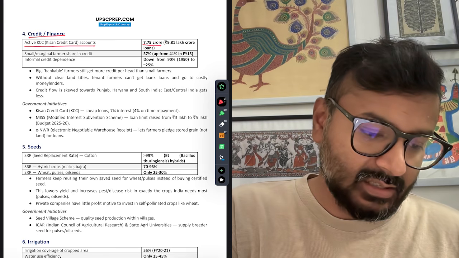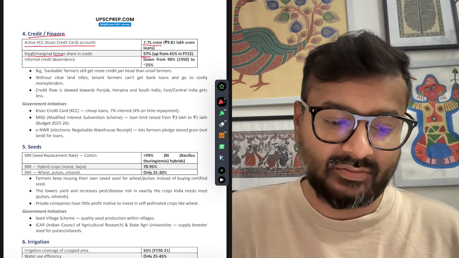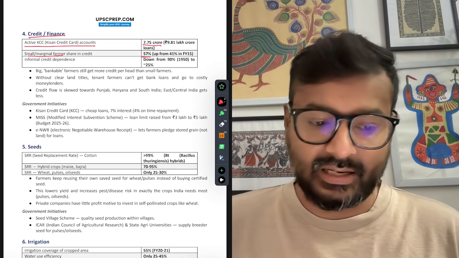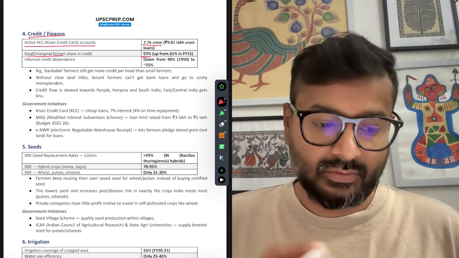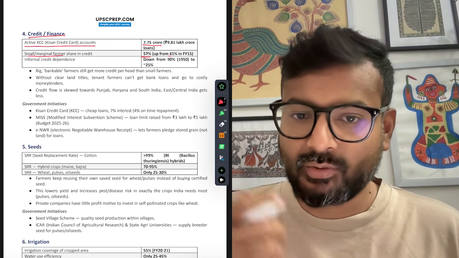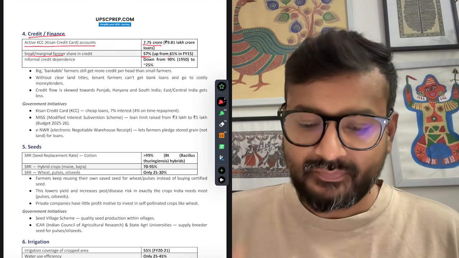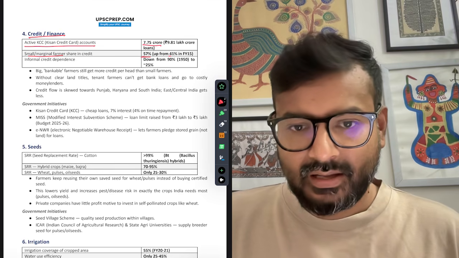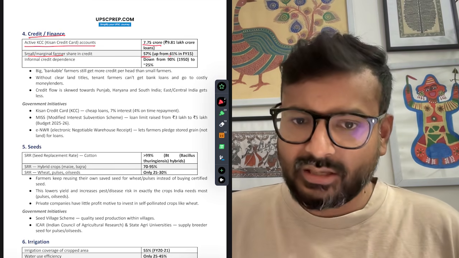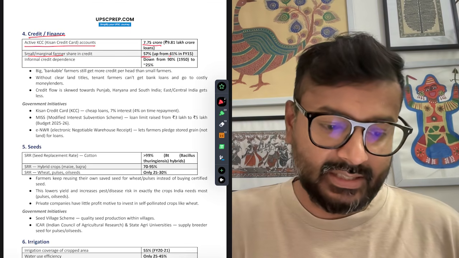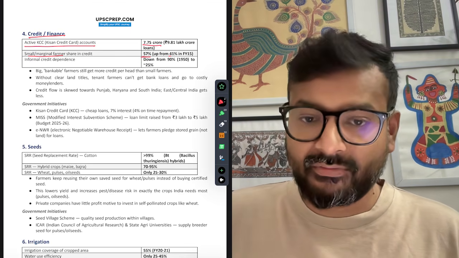If we see the share of credit among small and marginal farmers, it is 57%. In fact, it has grown from 41% in financial year 15 to 57% now, which means that more and more small and marginal farmers are now getting access to formal credit from banks and other financial institutions. So that is good news. But still, we see that almost 43% of the credit is being cornered by the big farmers.